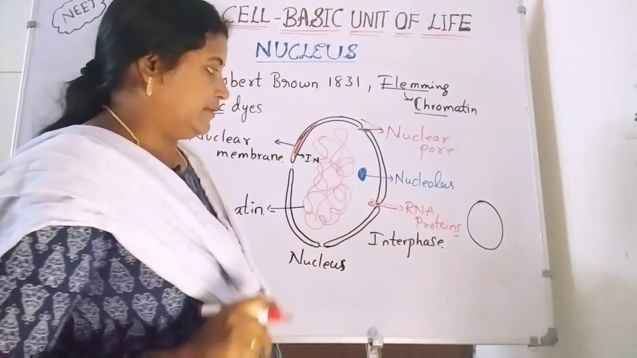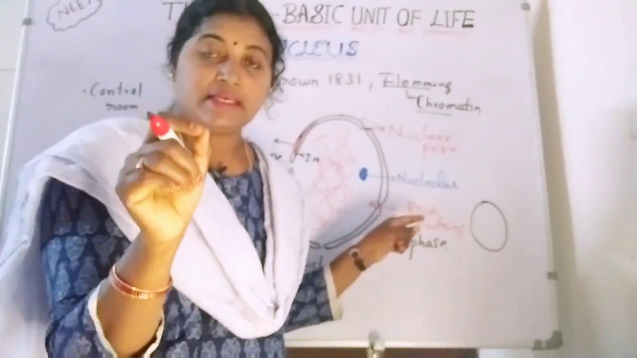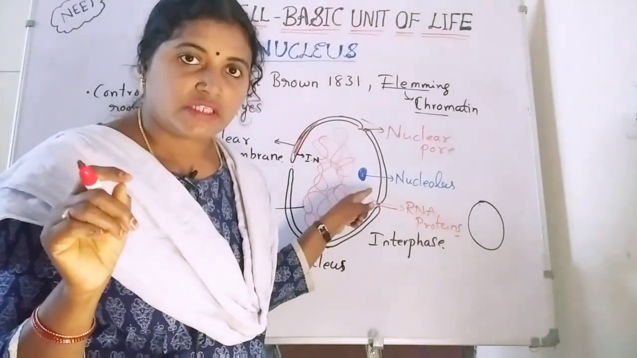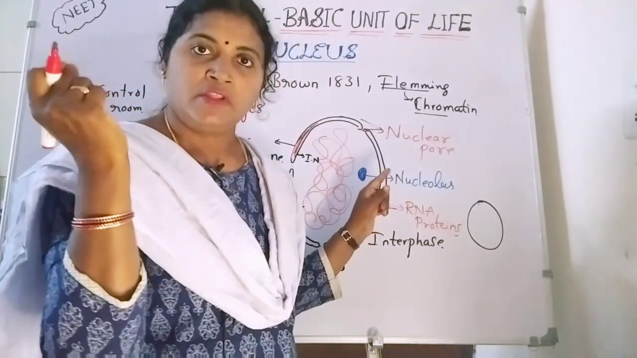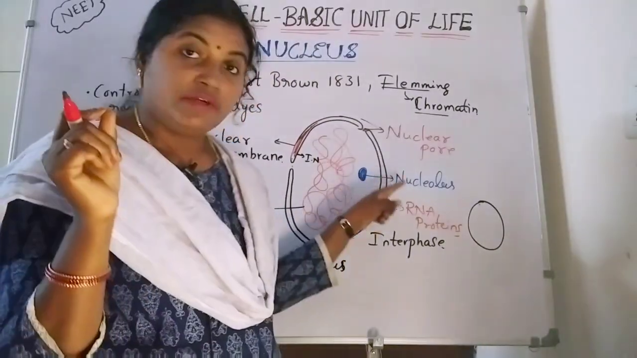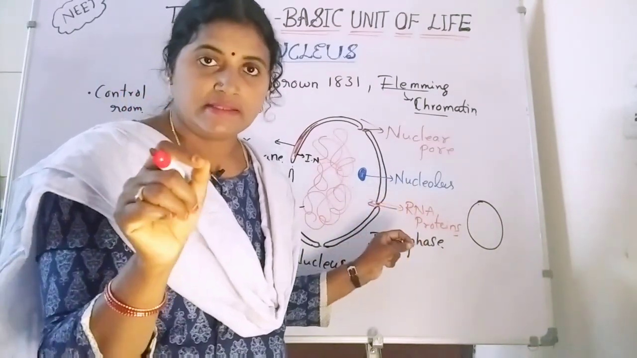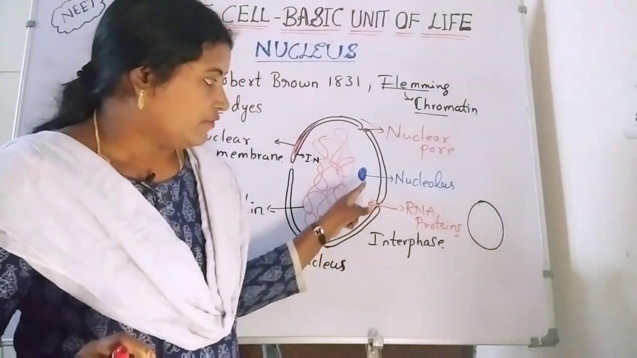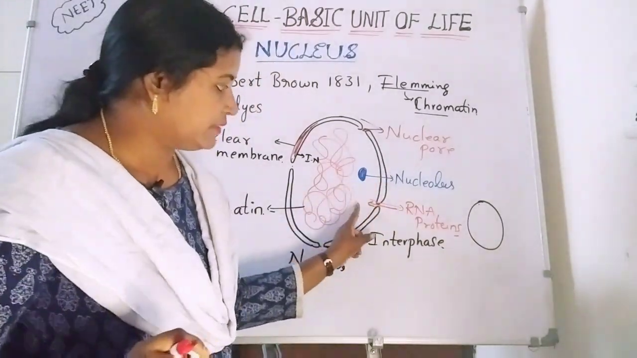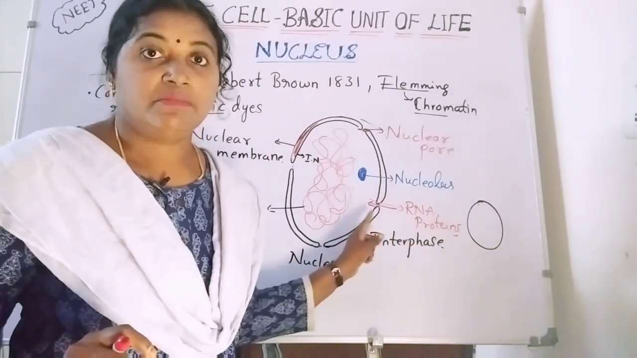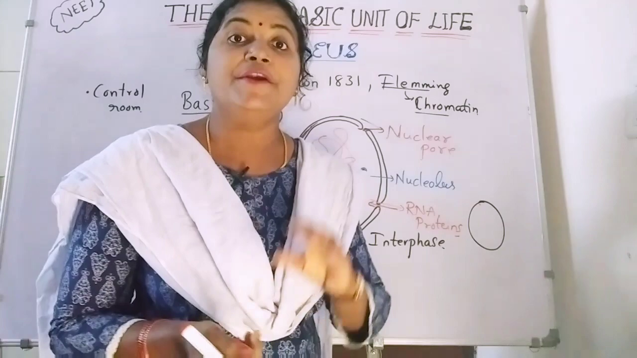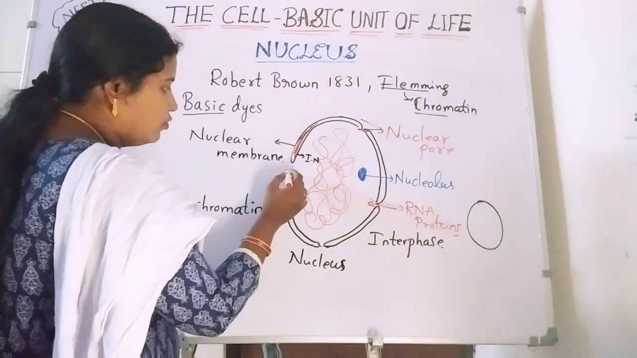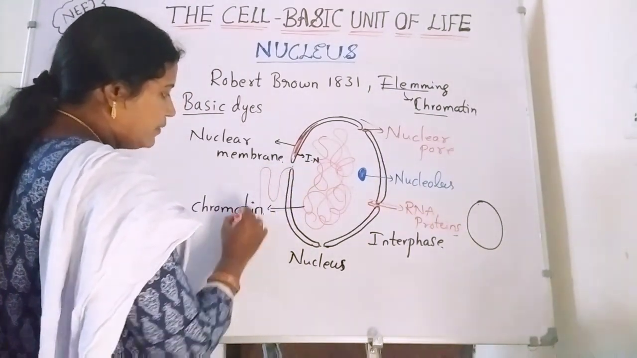Why? Because RNA is synthesized by the structures known as nucleolus. See the round structures, these round structures are also called nucleoli. The nucleolus is responsible for RNA synthesis and protein production. After being produced from the nucleolus, this RNA may exit out into the endoplasmic reticulum, because the nuclear pores are connected with the endoplasmic reticulum.